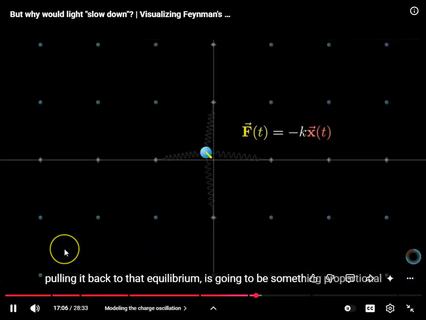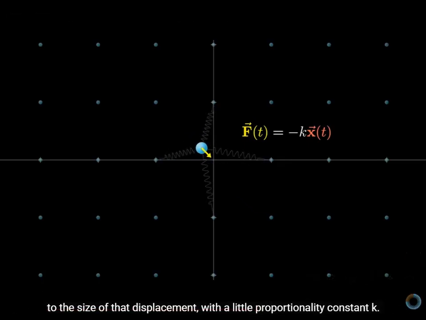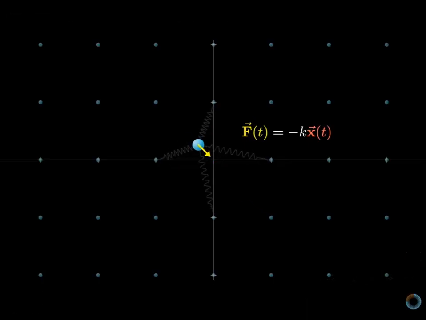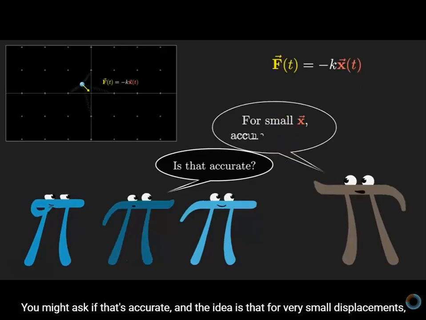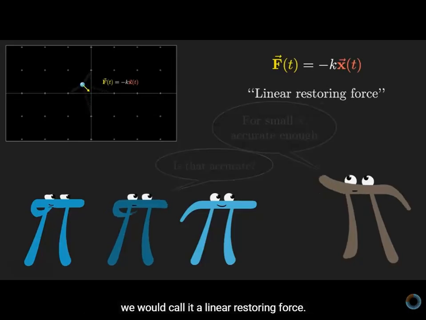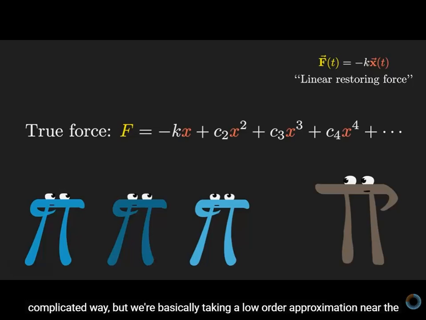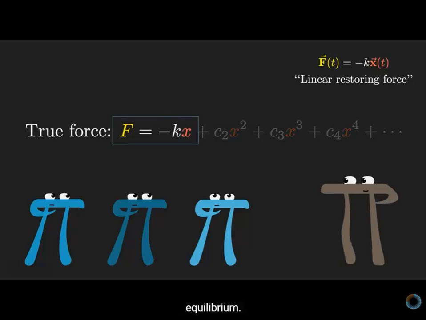pulling it back to that equilibrium is going to be something proportional to the size of that displacement, with a little proportionality constant k. This is the same law that governs how springs work. You might ask if that's accurate, and the idea is that for very small displacements, it's actually a really good approximation. This is a very common thing to do throughout physics. We would call it a linear restoring force. The idea is that maybe the actual force law depends on the position in a much more complicated way, but we're basically taking a low-order approximation near the equilibrium.